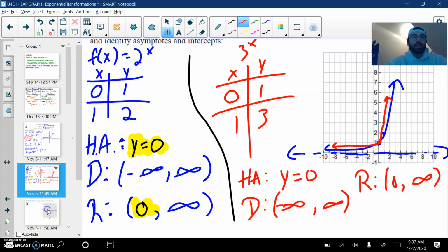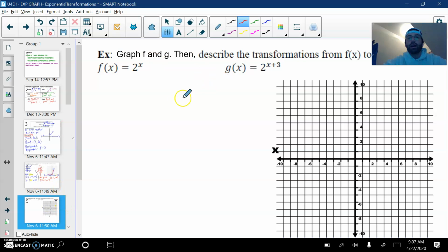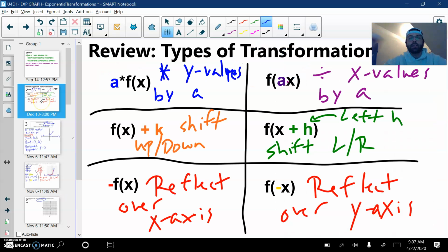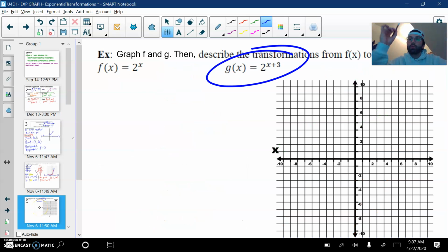On this next one, it says graph f then g. I'm just going to graph g, to keep it simple so I don't have too much going on. Let's think about this. That +3 is next to our x. Since it's on the inside, it shifts left and right, and I do the opposite, so I shift it left 3.